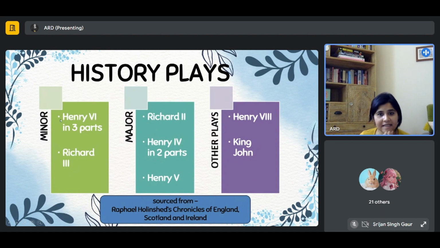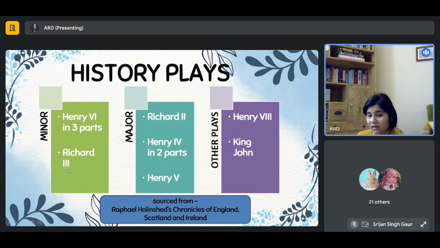See, minor tetralogy is Henry the Fourth in 3 parts, Richard the Third. This is important. What is minor tetralogy? What is major tetralogy? So minor tetralogy talks about the Wars of the Roses. Richard the Third is important. Who is Richard the Third? Anyone would like to take a shot at this question? Richard the Third is very important.